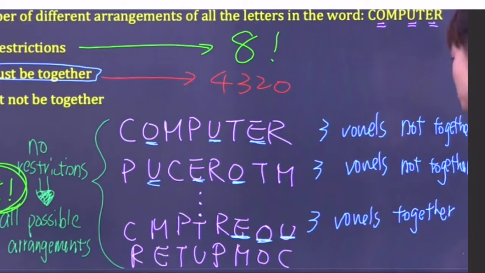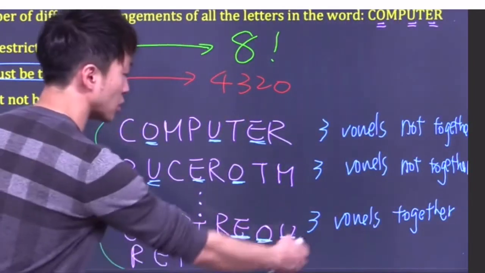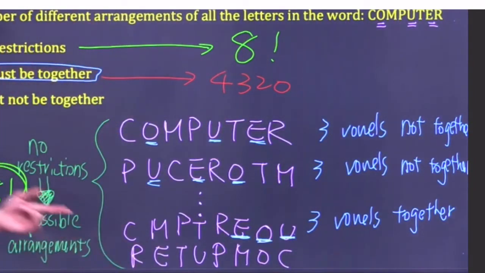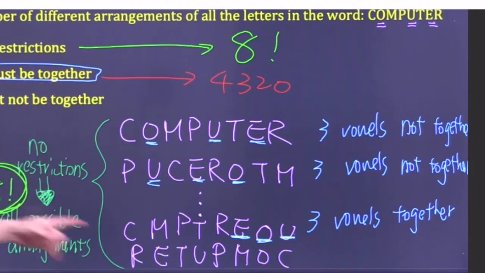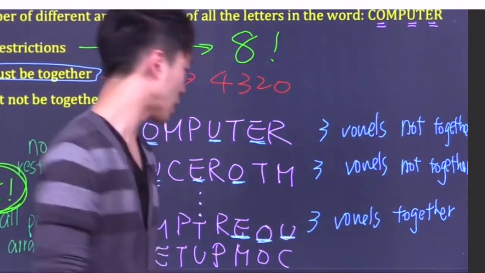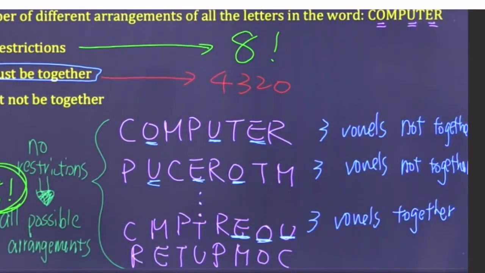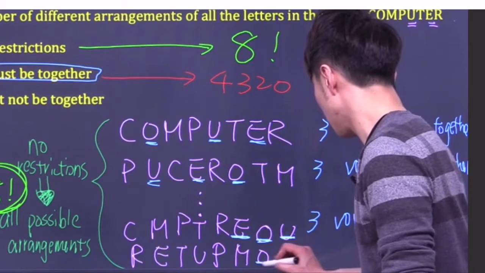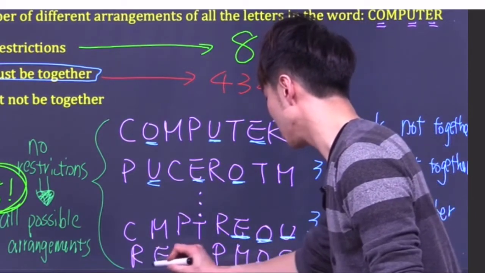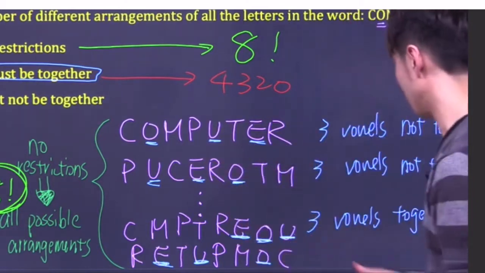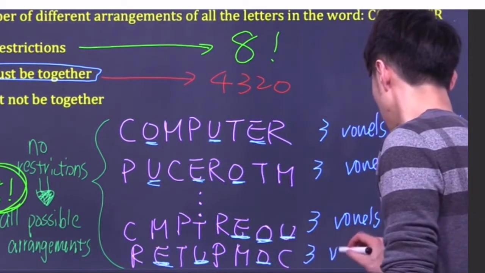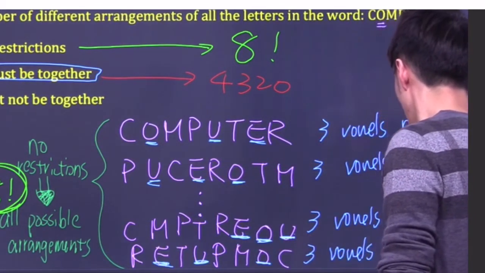Right? So this particular arrangement will be a successful example for what? For the second question right here, the three vowels are all together. Okay, let's look into the last one. We have O here, we have E here, we have U here. Once again, the three vowels are not together next to each other.